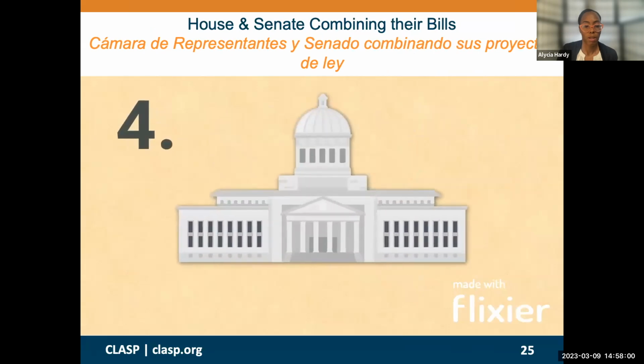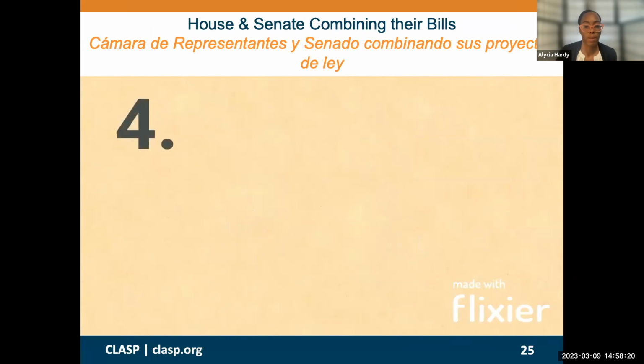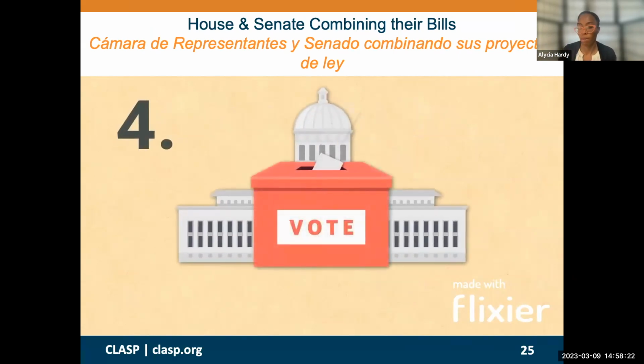So before I dive right into that video, we're going to start at step 4, which picks up from the Senate and the House writing their appropriations bills to the process of how they combine those bills into one final set of bills, 12 appropriations bills. 4. The Senate and House vote on all of the different appropriations bills.